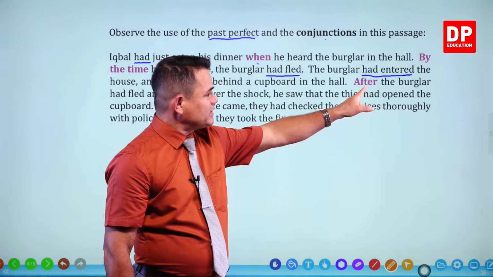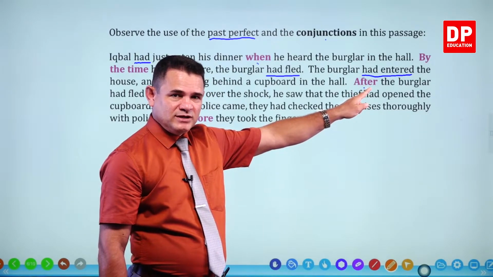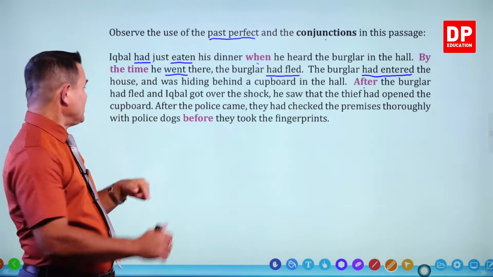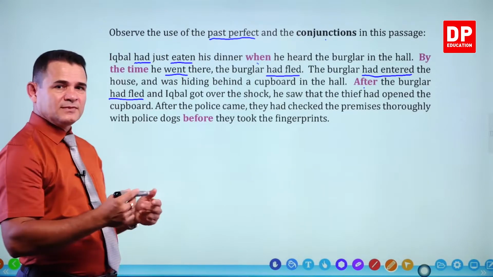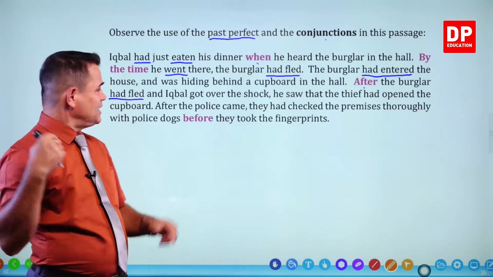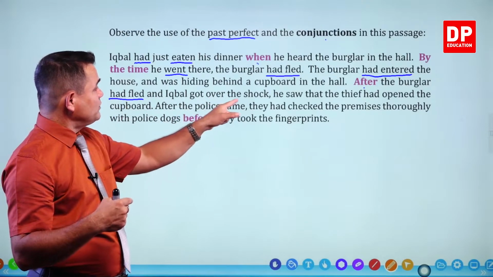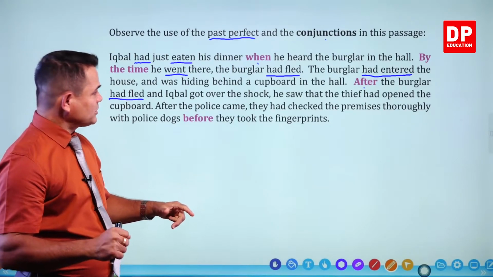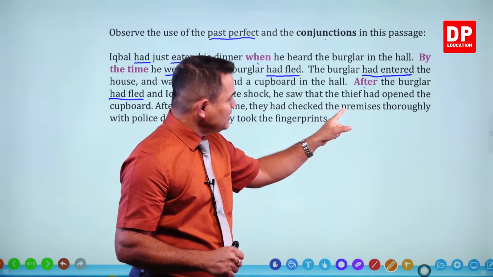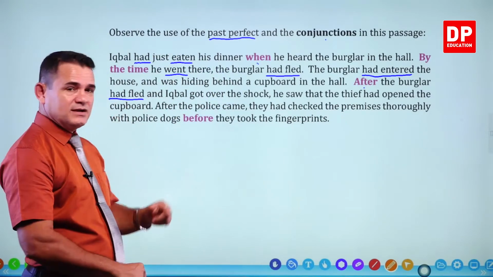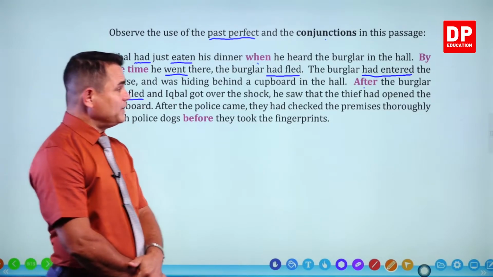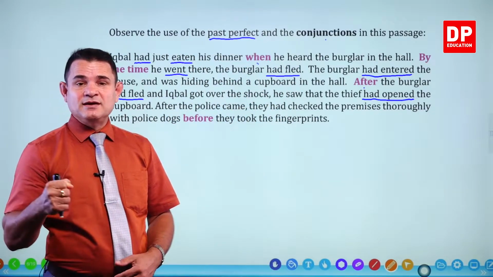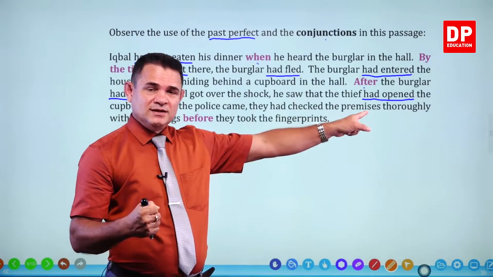After the bug, now you can see another conjunction. අන joining word එකක් ආයිමත්. After the burglar had fled. Again past perfect. එයා පලා ගියාට පස්සේ ගිහිල්ලා had fled. And Iqbal got over the shock. Shock එකක් ඇවිල්ලා. He saw that the thief had opened the cupboard. The thief had opened. Once again, past perfect. එයා shock වුණා. The thief had opened the cupboard. Cupboard එක ඇරලා තිබුණා. Had opened. ඇරලා තිබුණා.